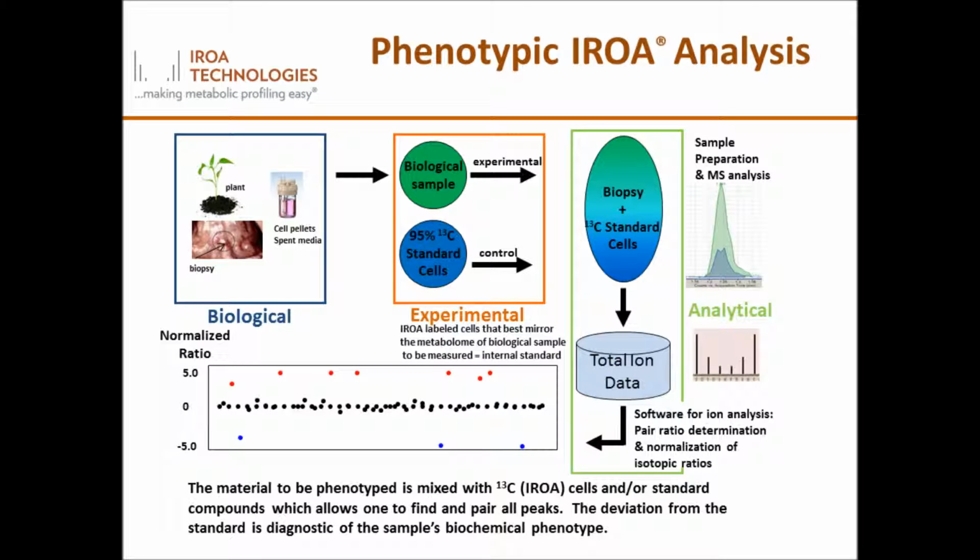This presentation will describe the Phenotypic IROA protocol, which is used for metabolic profiling experiments where it's not practical or possible to label the experimental sample. For example, when working with tissue samples, or measuring cells or spent media from large fermentation runs, or material from field-grown plants. In these cases, an IROA-labeled internal standard is generated, which most closely resembles the metabolome to be measured.